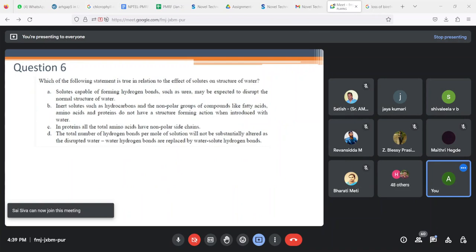Which of the following statements is true in relation to the effects of solute on structure of the water? A. Solutes capable of forming hydrogen bonds, such as urea, may be expected to disrupt the normal structure of water. B. Inert solutes, such as hydrocarbons and non-polar groups of the compounds, like fatty acids and amino acids, do not have a structure forming action when introduced in water. C. In proteins, all the total amino acids have non-polar side chains. D. The total number of hydrogen bonds per mole of the solution will not substantially be altered as the disrupted water-water hydrogen bonds are replaced by water-solute hydrogen bonds. So which of these statements do you think is true?